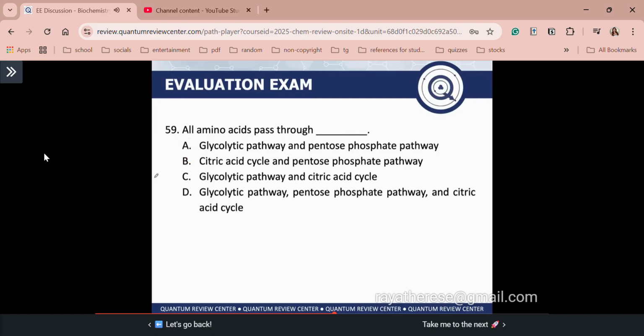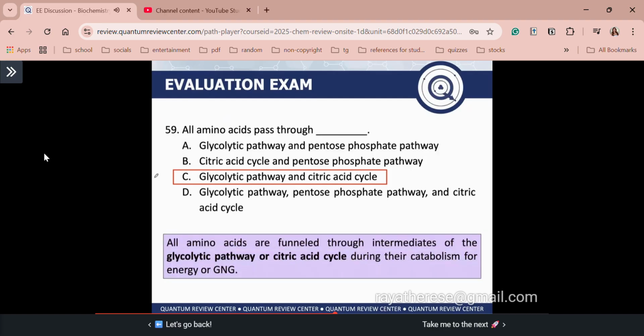So sir, C ang answer? Yes po. Again, only your glycolytic pathway and citric acid cycle are being used in our amino acid metabolism. In particular, all amino acids are funneled through the intermediates of your glycolytic pathway or citric acid cycle. Diba? We have your gluconeogenic and your ketogenic amino acids. Alright, so class again, that's just your glycolytic and citric acid cycle. Not included po si PPP, hence our answer is letter C for item number 59.